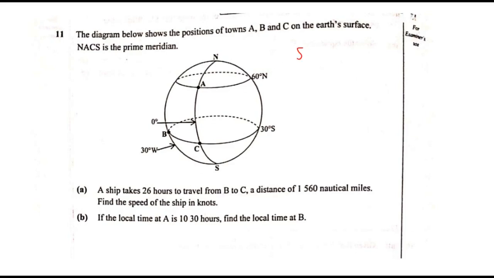First of all, we're talking about finding the speed of the ship in knots. What is speed? Speed is the rate of change of distance with time. In short, speed is equal to distance divided by time. This question is particularly easy because you already have the distance, which is 1560 nautical miles, and the time it takes is 26 hours. So all you have to do is divide to get the speed: 1560 divided by 26.